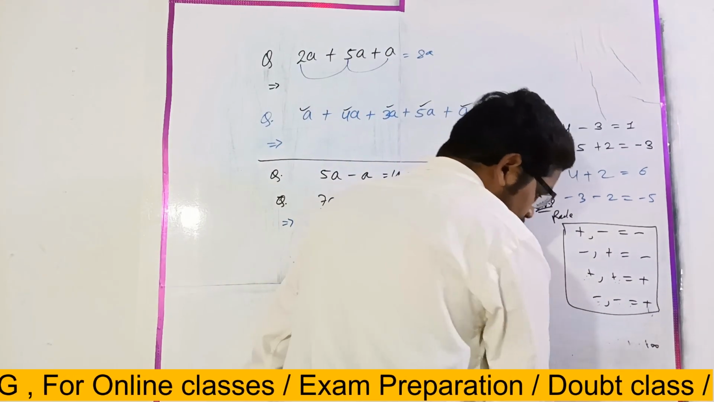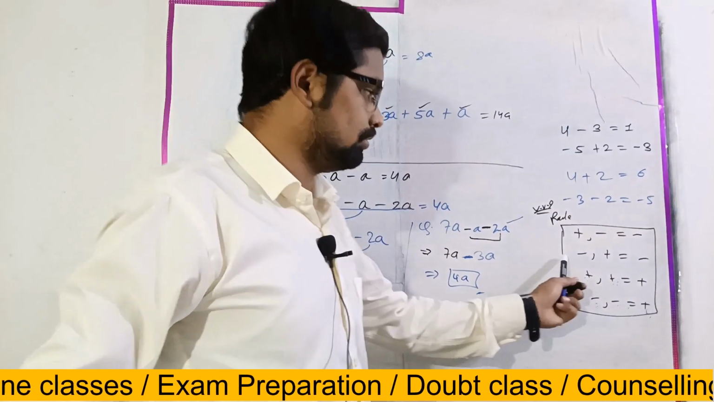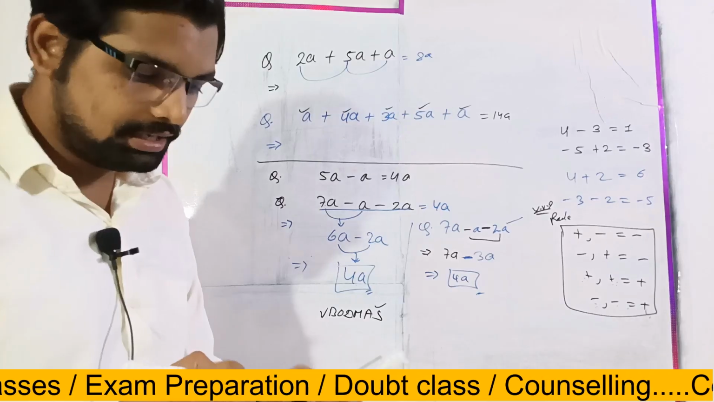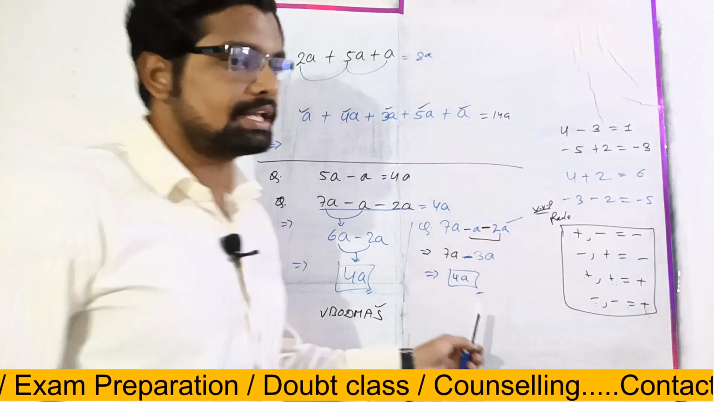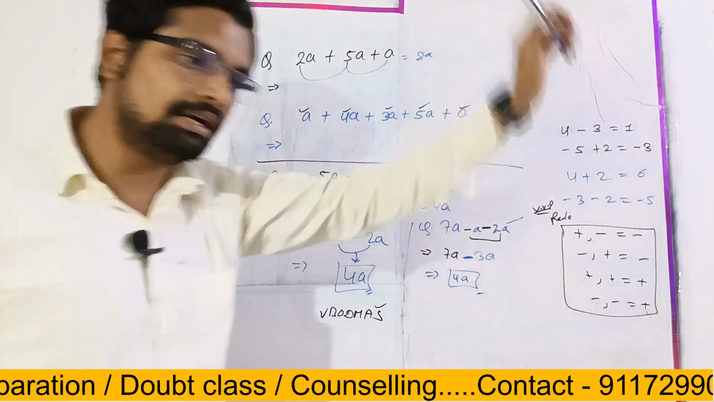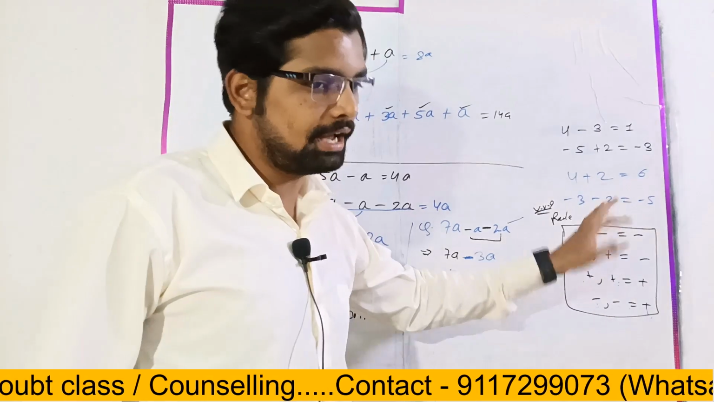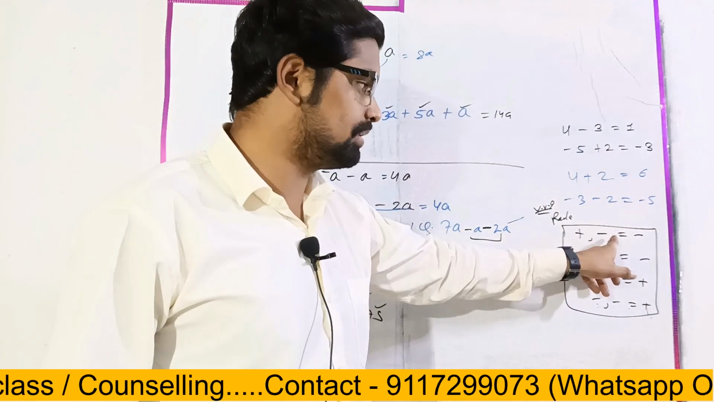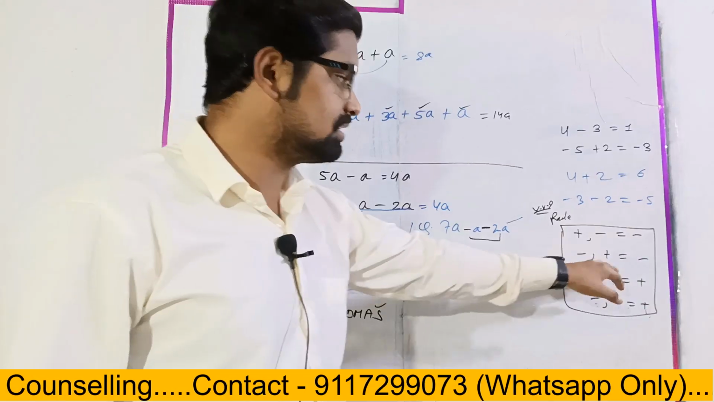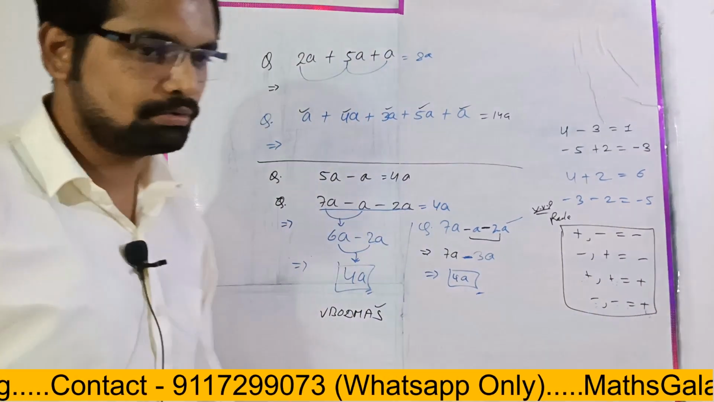This will apply when we do addition or subtraction. But when we do multiplication or division, there is another rule, the sign rule. In that we will learn the sign rule for multiplication and division. The signs will be the same like this: plus minus it will be minus, minus plus it will be minus, plus plus plus, minus minus plus.